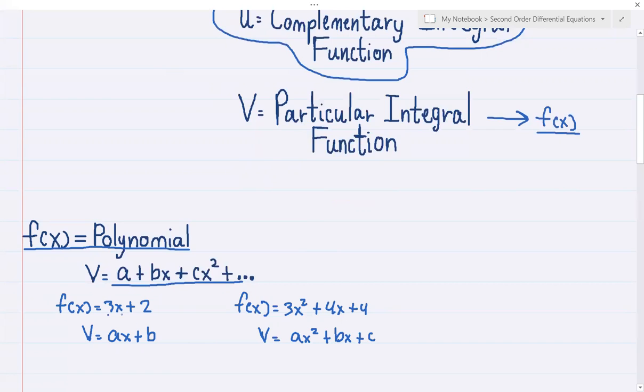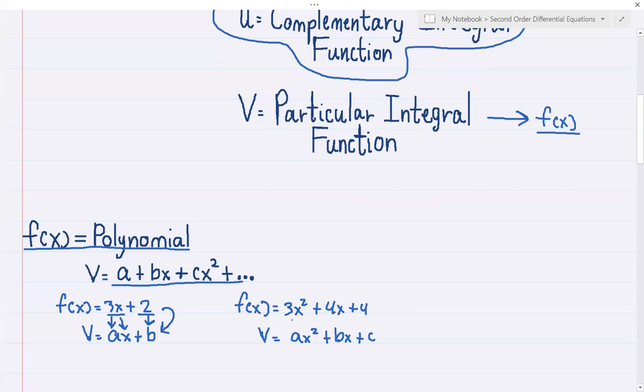Just like this one, 3x plus 2. From 3x plus 2, it will become ax plus b. That's it. Okay, so once again, I transform 3x plus 2 into ax plus b. So I change 3 into a, and then I copy x. Then the constant 2 will just become b. All right. So the same thing here as usual, 3x squared plus 4x plus 4. So I copy the same format.